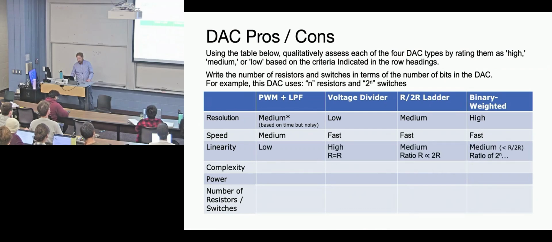Oh, complexity. I'm guessing we're including the PWM as part of it, so I would say that's pretty complicated because you're setting up more stuff. And then for the voltage divider, you have a decoder, so I said it's a medium because that's more stuff going on, and the rest I gave low, just because it's just switches at that point.